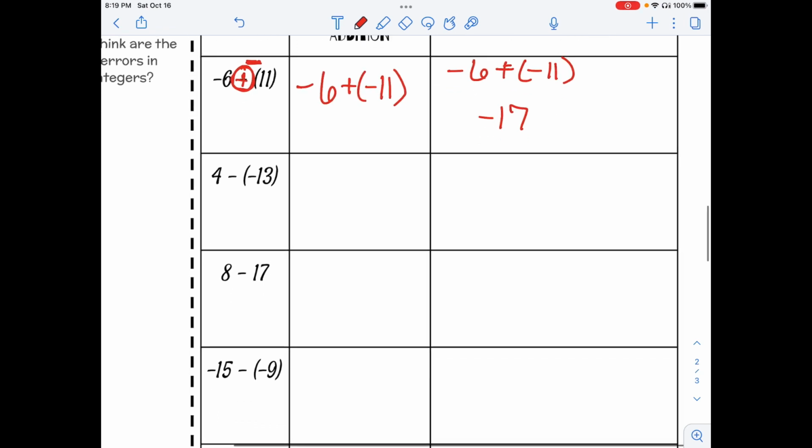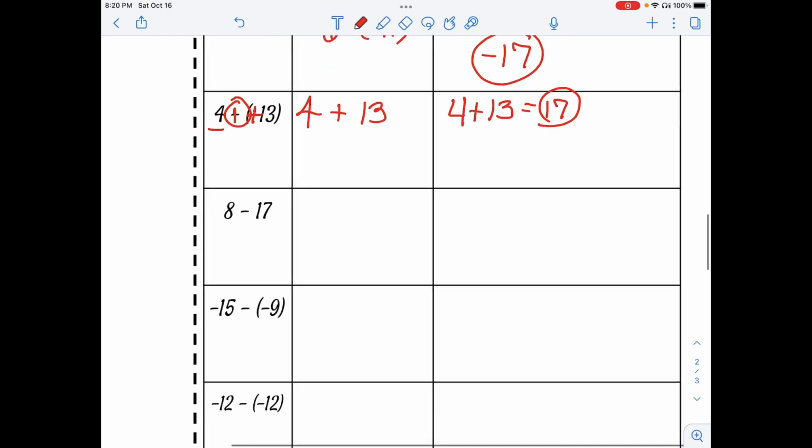Good job, Rams. All right, the second one. Remember, I keep the first number the same. So I'm going to rewrite my 4, circle my operation, change it to a plus, change the second number to its opposite. So I end up with 4 plus 13, and 4 plus 13 equals 17. Good job.